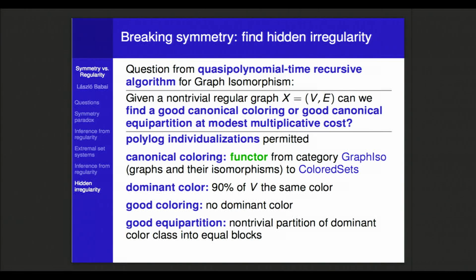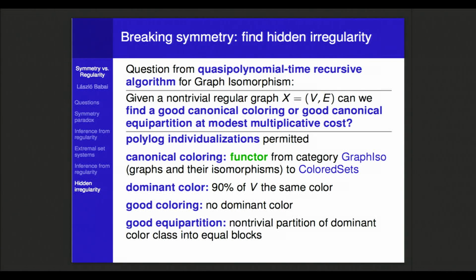That's one of the signs of not being so regular, that I have at least two colors, and none of them is dominant. A dominant color, I call a color dominant if 90% of my vertices are colored by that color. And that I don't like if there is a dominant color. So a good coloring is a coloring that has no dominant color. Now, but what do I do if I have a dominant color? If I do have a dominant color, I am looking at an equipartition of that dominant color class.